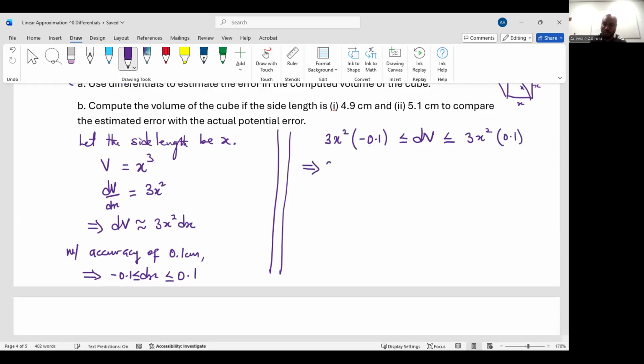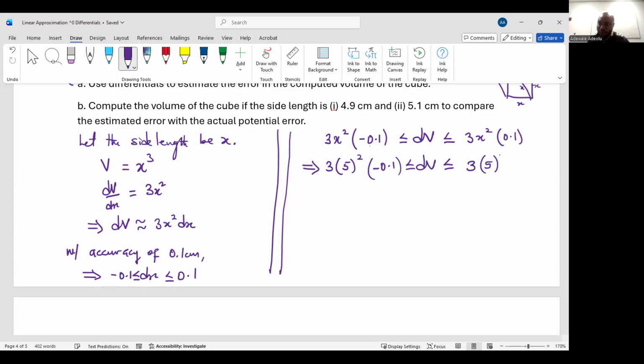So which implies that we have 3. What is our x? Our x is 5 centimeters. So 5 squared times negative 0.1. So that is our change in volume. We also will be having a range. That is what it means, just like I used the grading to explain earlier.